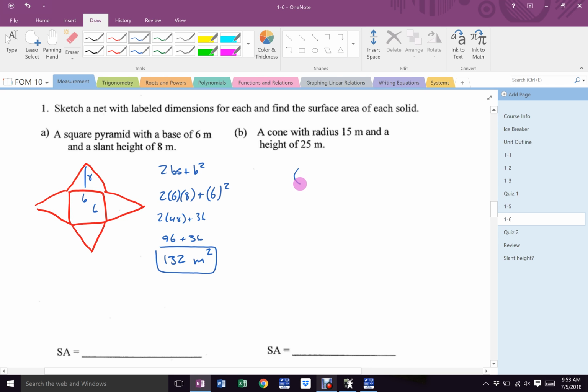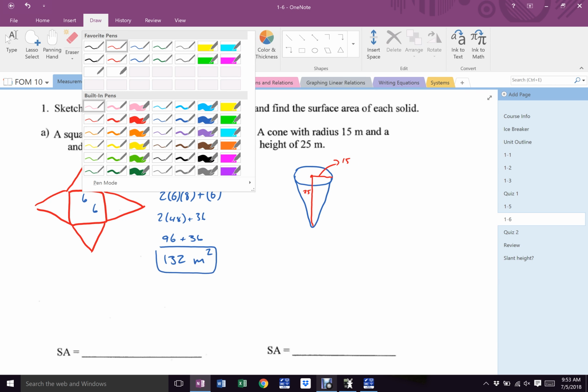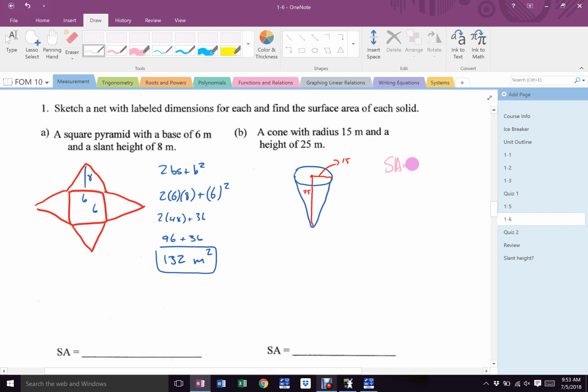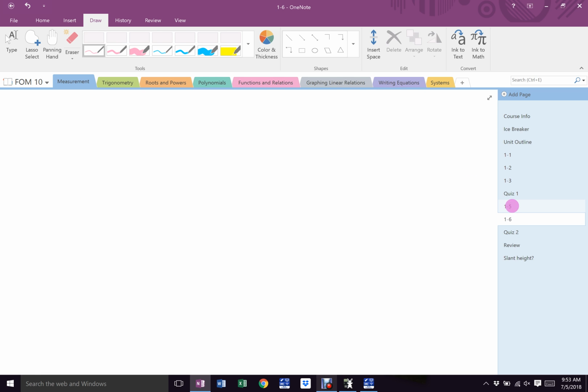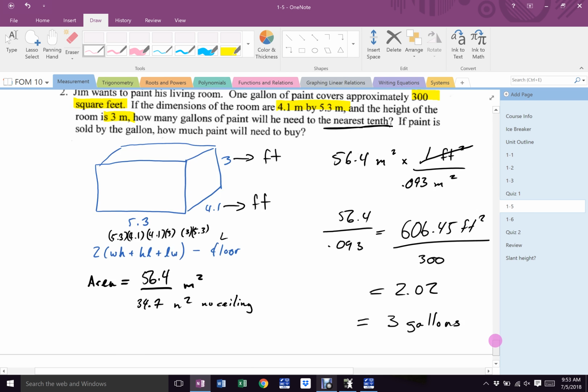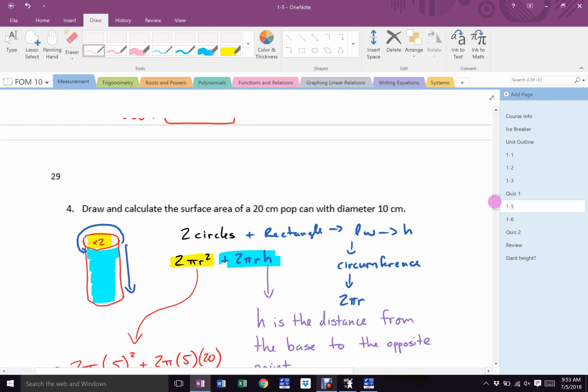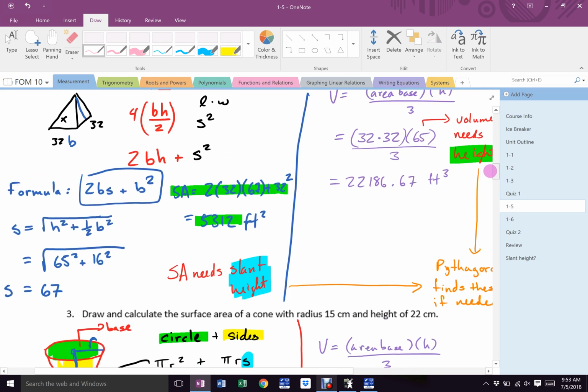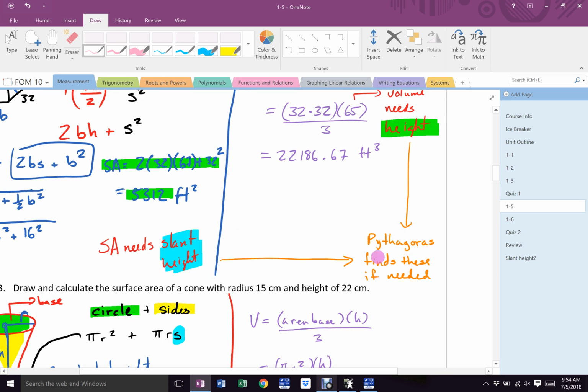A cone. Radius is 15. Radius goes right there. 15. Height, 25. Cones are, SA is pi r squared plus pi r slant. Right off of your sheet. Do you have a slant? No. Have I spent time discussing how to find a slant? Yes, I have. As a matter of fact, it is written right here. Pythagoras finds what is needed.